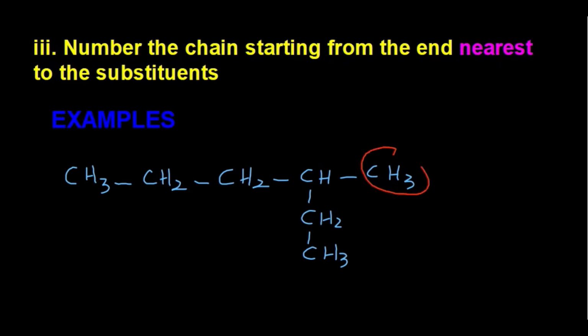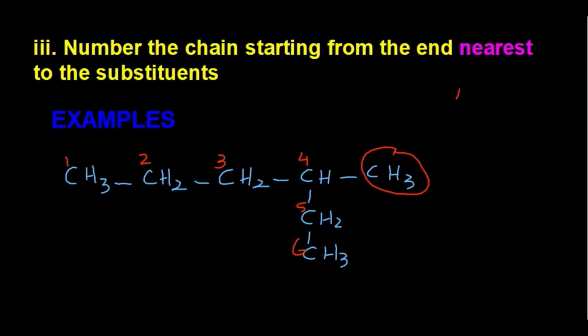This is the radical, students. Now students, we do the numbering in such a way to assign the lowest number to this branch. Now if we do the numbering from left hand side, 1, 2, 3, 4, 5, 6. If we do the numbering from left side, the methyl radical is here and it is attached with carbon number 4.